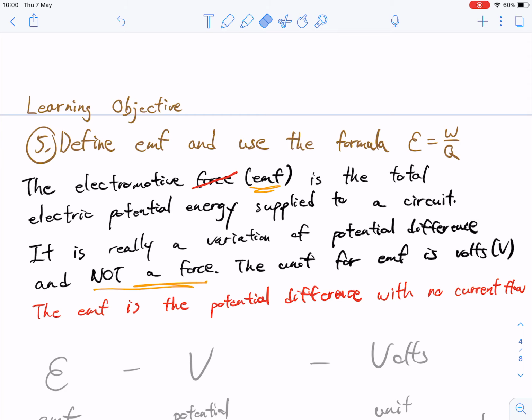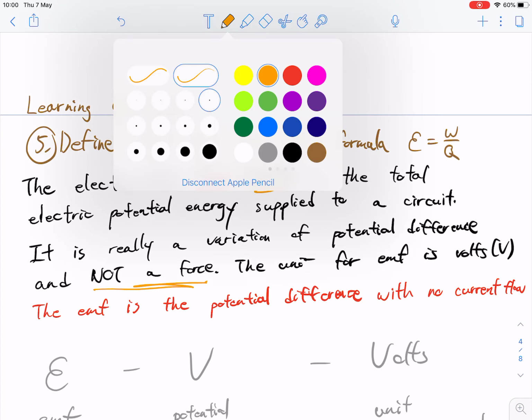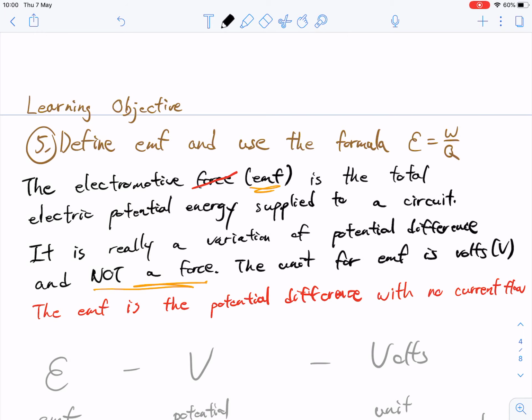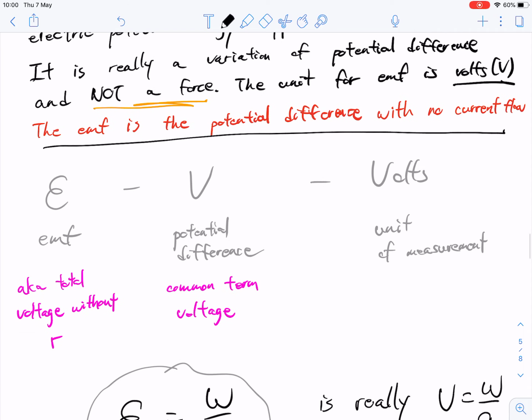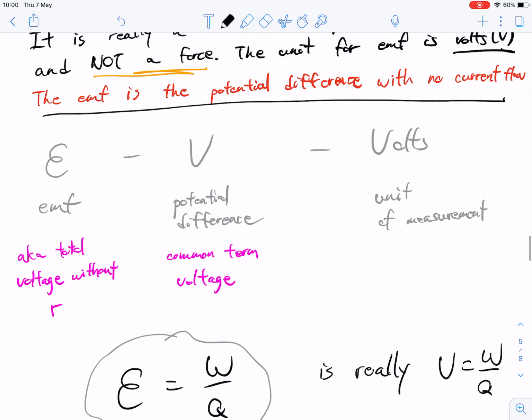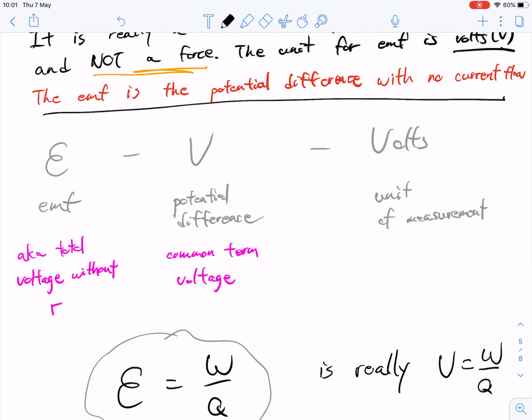And the unit, wow, my T looks like an F. The unit for EMF is volts, or voltage, okay? And so, yeah, that's what it is, okay? And I've got here that EMF is the potential difference with no current flow. We're going to see this in the graphing section. We'll get back to that a little bit later, all right? Again, just a quick little diagram to show you that EMF, V, volts, okay?